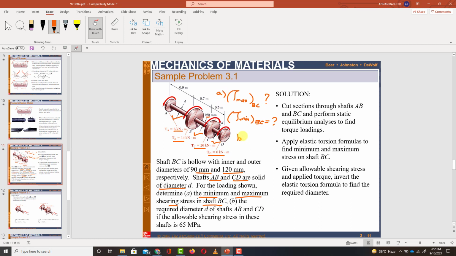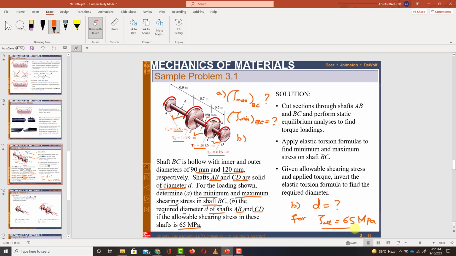Second, you have been asked to find the required diameter of shaft AB and CD if the allowable shearing stress in this shaft is 65 megapascal. So the point is to find diameter D. As the diameter of AB and CD is the same, you have to find diameter D of the shaft for an allowable shearing stress, tau allowable, of 65 megapascal.